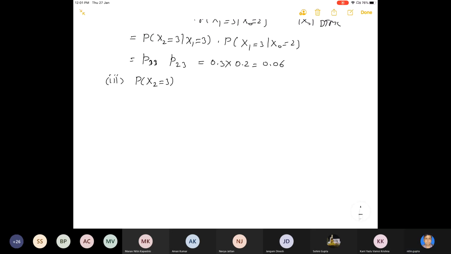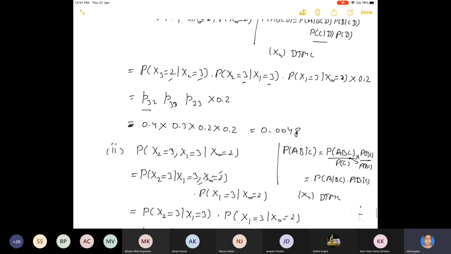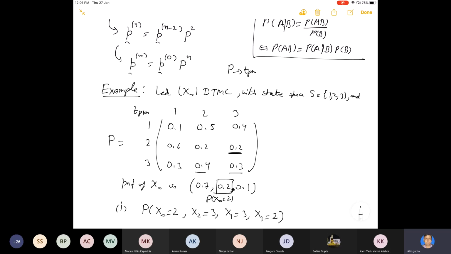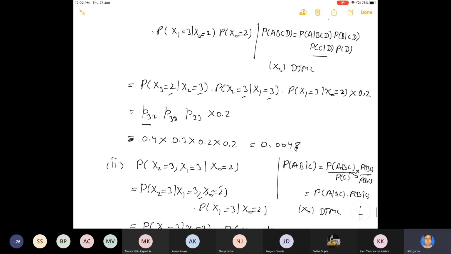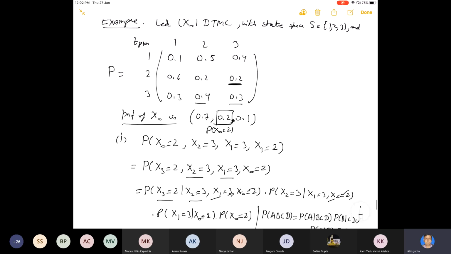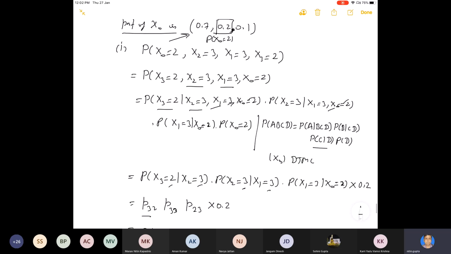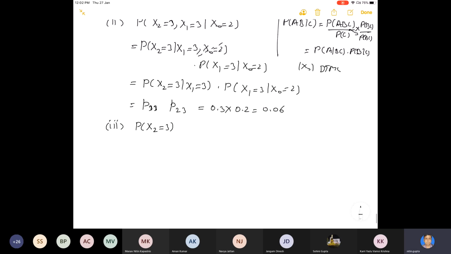So now we have started with an example that Xn is a discrete time Markov chain with state space S equal to 1, 2, 3, and the TPM is given to us. The pmf of the initial state distribution is given to us. Then we want to find the probability that X2 is equal to 3, where the distribution of X0 over 1, 2, 3 is given to us.